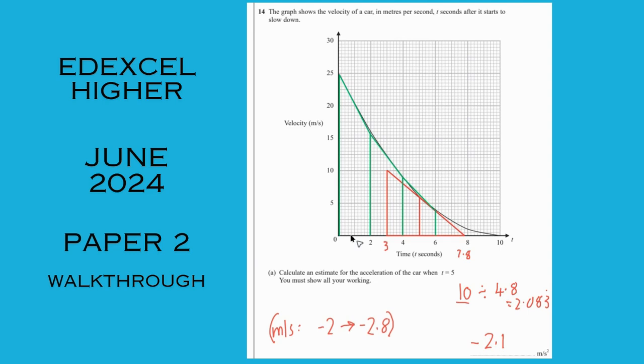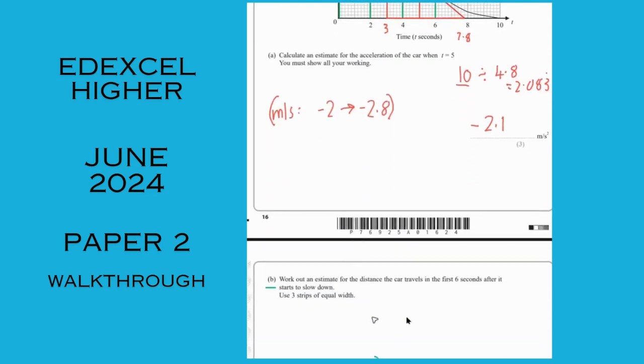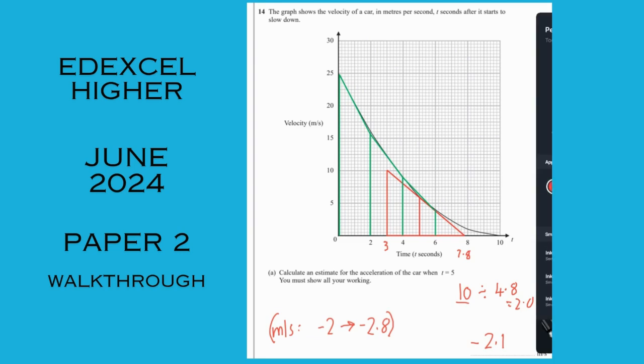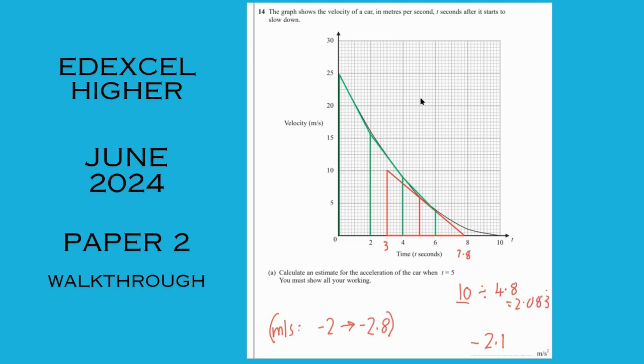Now for part B, I'll just peek at it just to show you. It basically says work out an estimate for the distance. So distance on a velocity time graph is the area under the graph. So what we're needing, if I change it to green for a sec, is the area of these three trapezia. Now I do all my working out on the graph.